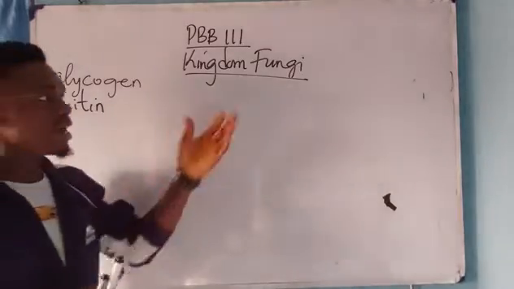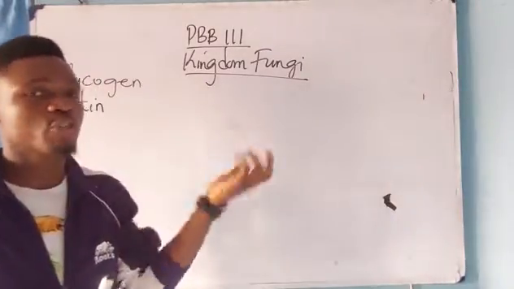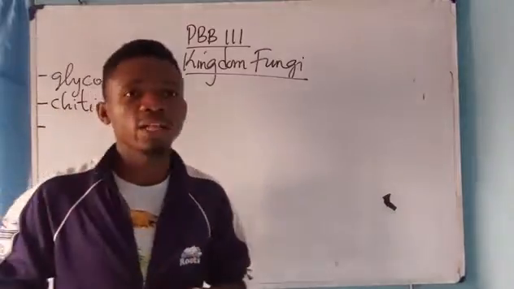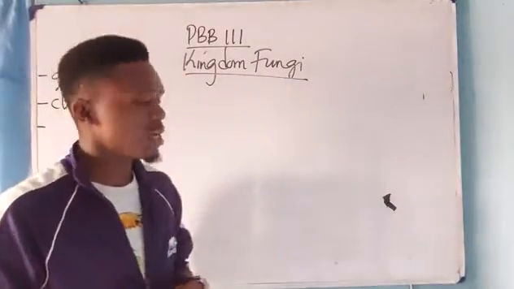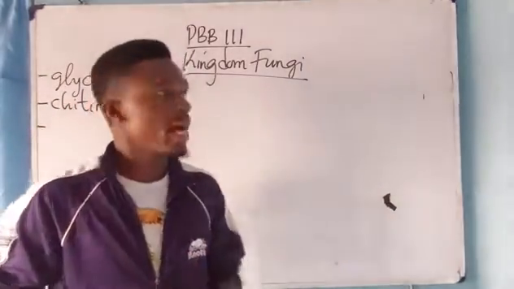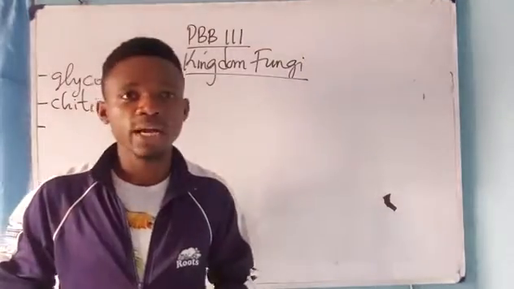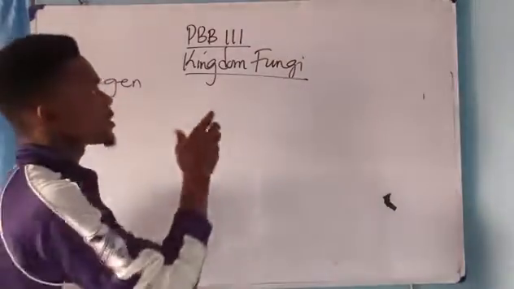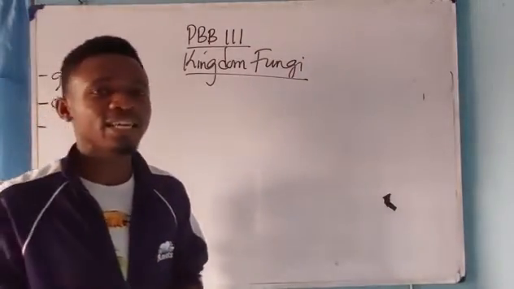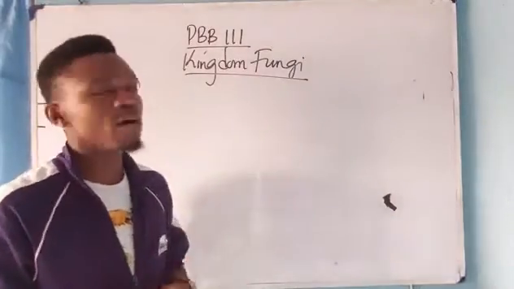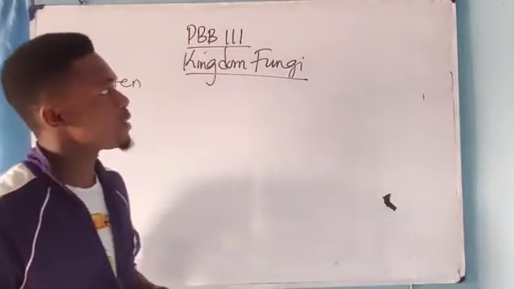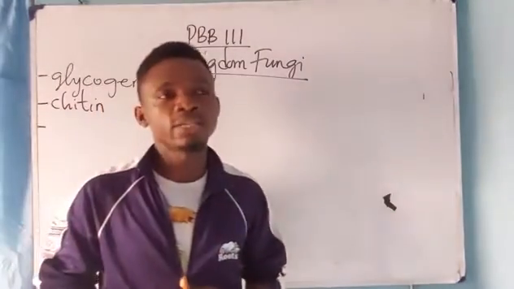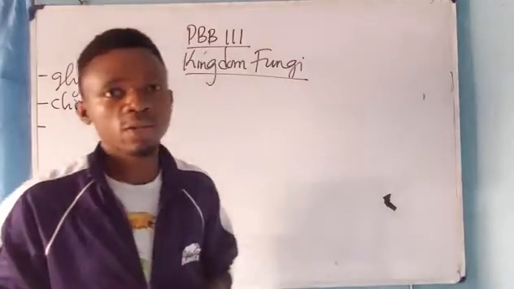Then number three. Fungi are found in various places. Some are found on land, some in water, some in air. We have the free-living fungi and the parasitic fungi. Some of these fungi are also found in dead and decaying organic matter. Some are found in dead wood, some in animal dung, and some in burnt grasses.